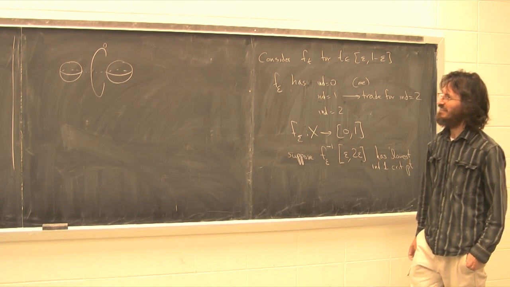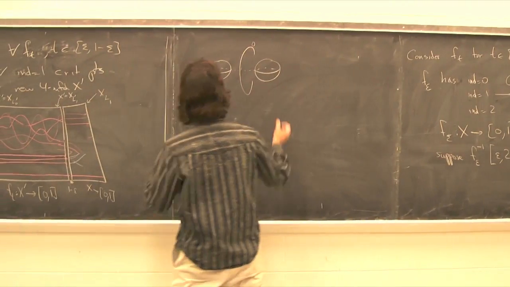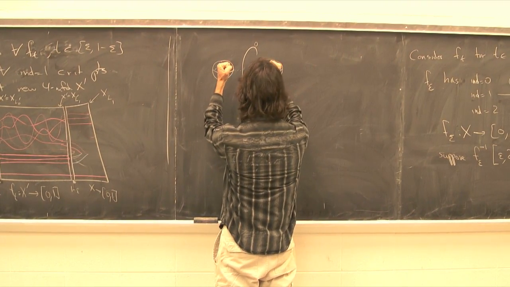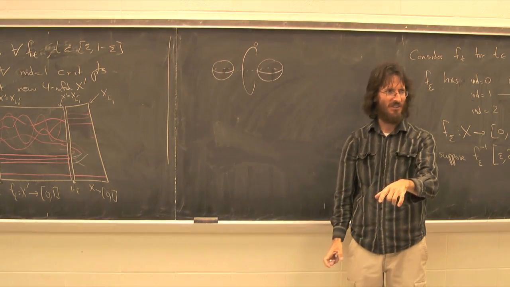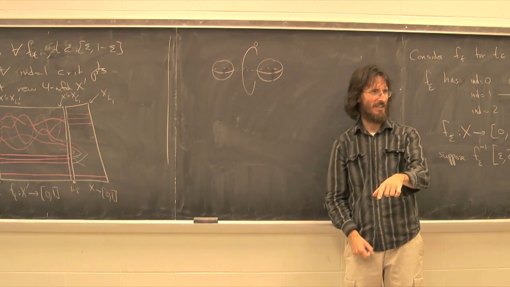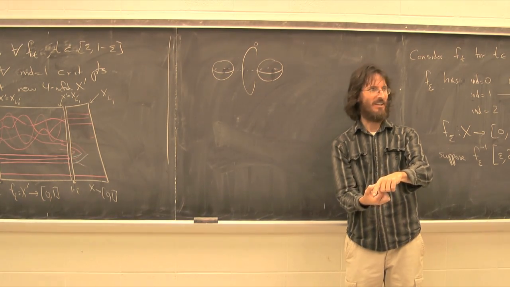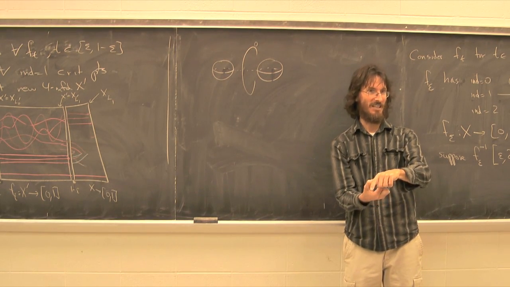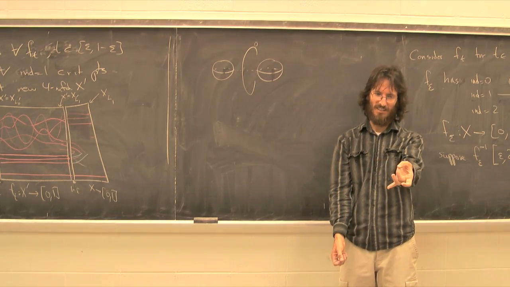So the claim is that anytime you see this, two little balls indicating that you've attached a one handle, you can throw those two balls out if you don't care about changing the four manifold, and replace them by a little unknotted zero circle indicating you should attach a two handle there.